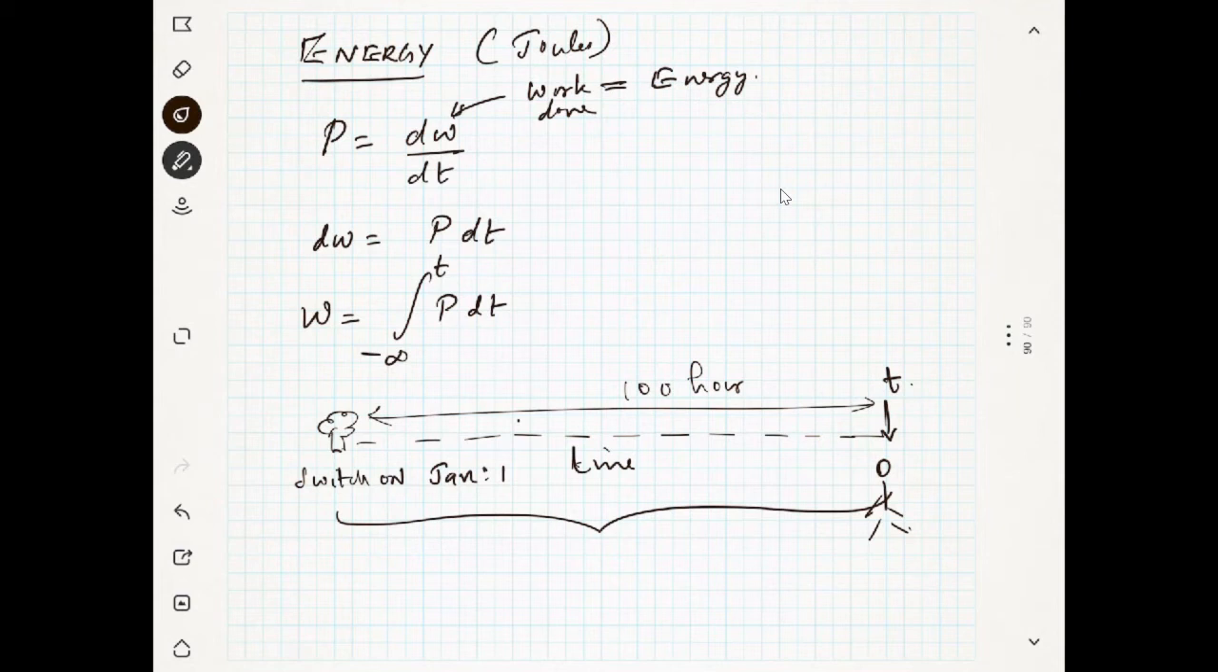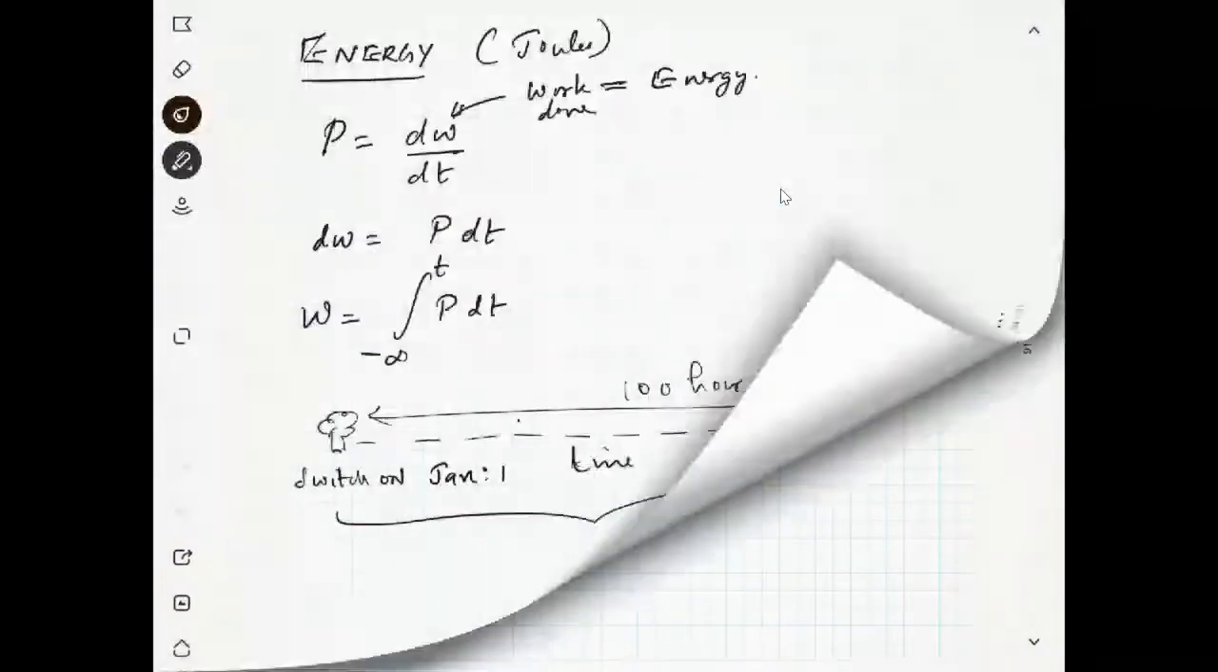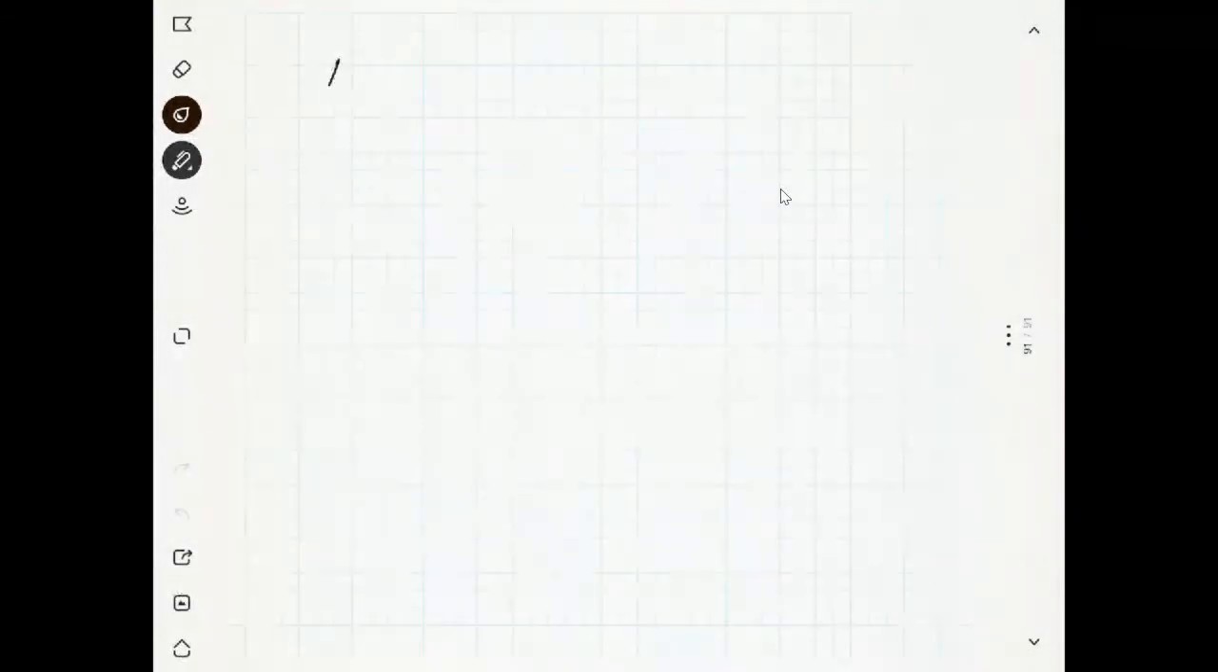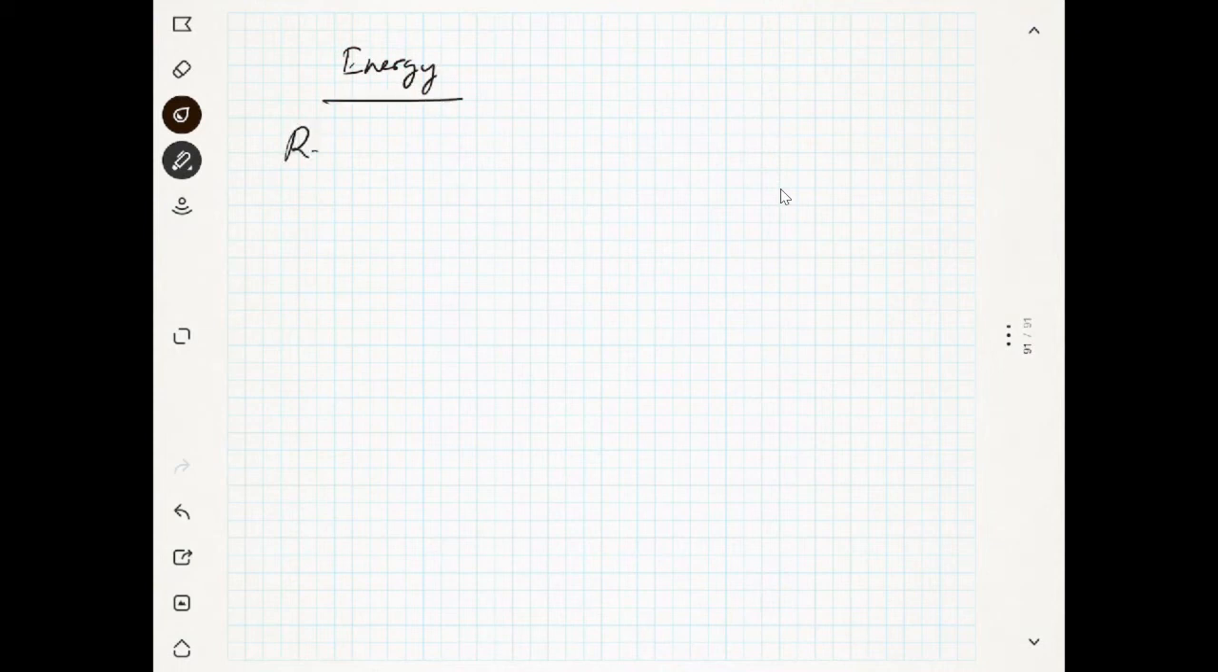Yes, doctor. Now we can say something like this. The power, in the case of resistance, you know that the power is equal to I square R. Excuse me, doctor.